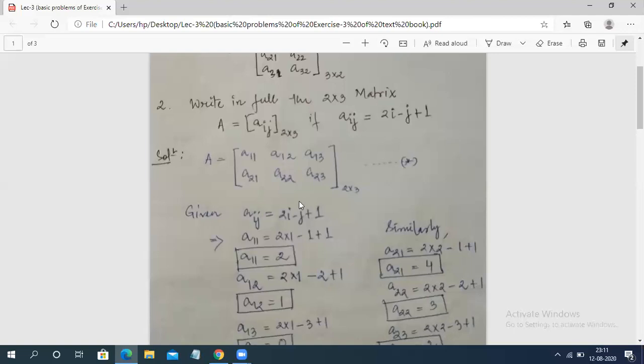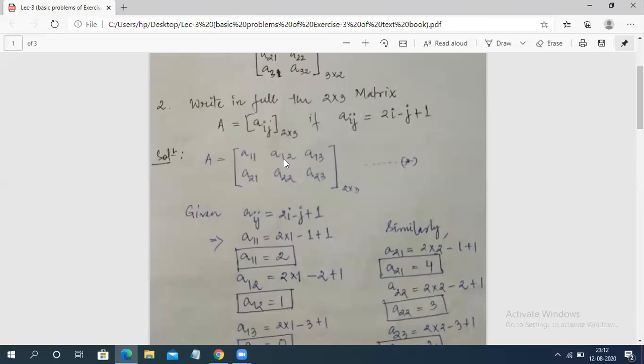Now we are going to find out what will be the element A11. When we are finding the value of A11, that means i is 1, j is 1. First row, first column, A11. So put i is 1 and j is 1. So we will have A11 is 2 into 1 minus 1 plus 1. So it gives A11 is 2.